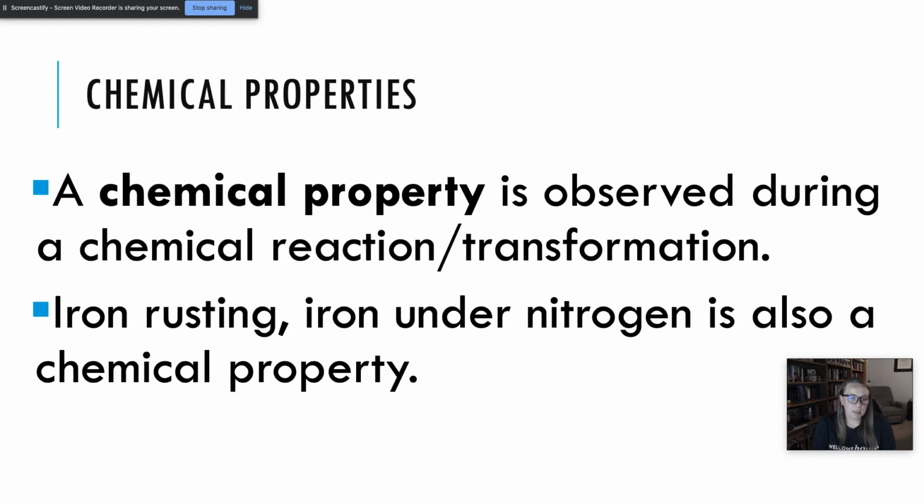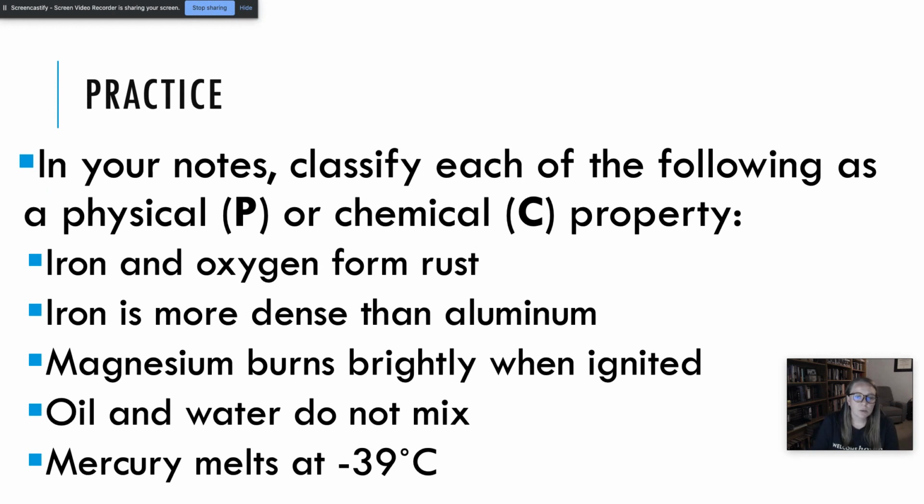Chemical properties are observed during a chemical reaction or transformation. So things like iron rusting, iron under nitrogen is also a chemical property. So you're looking at what is happening and how something is chemically changing. So I want you to pause here and in your notes classify each of the following as a physical or chemical property.